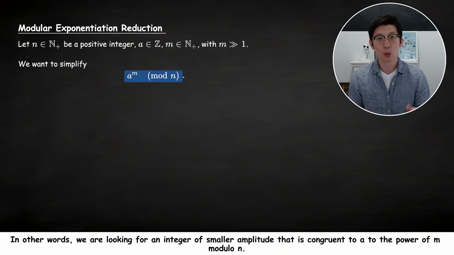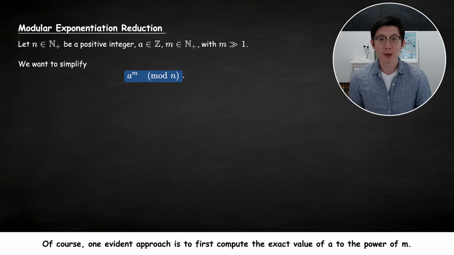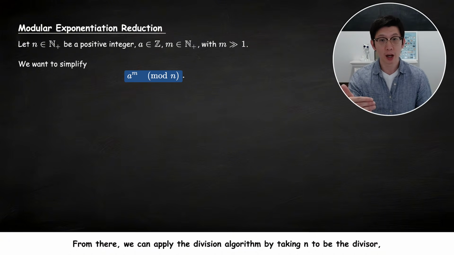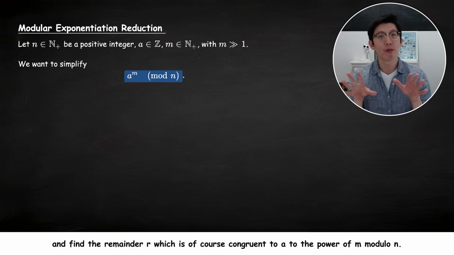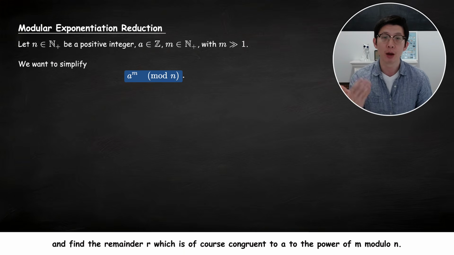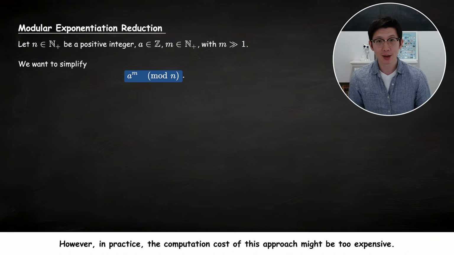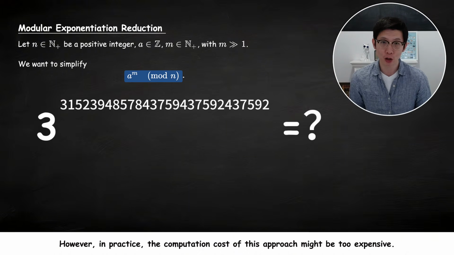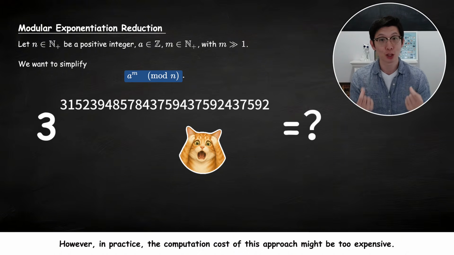In other words, we're looking for an integer of smaller amplitude that is congruent to a to the power of m modulo n. Of course, one evident approach is to first compute the exact value of a to the power of m. From there, we can apply the division algorithm by taking n to be the divisor and find the remainder r, which is of course congruent to a to the power of m modulo n. However, in practice, the computation cost of this approach might be too expensive.